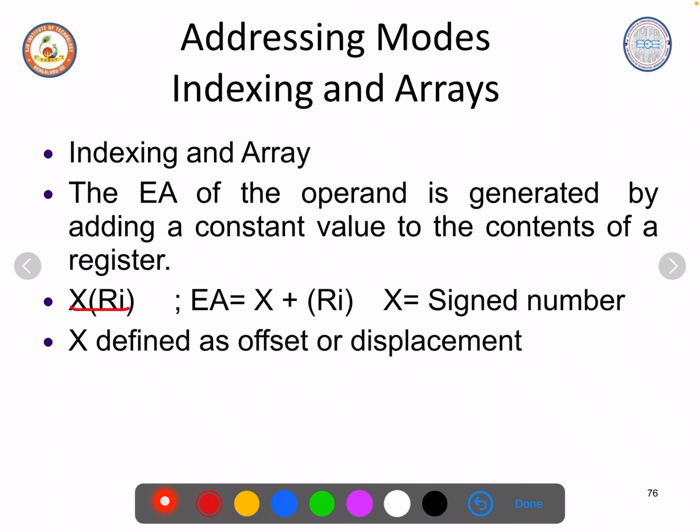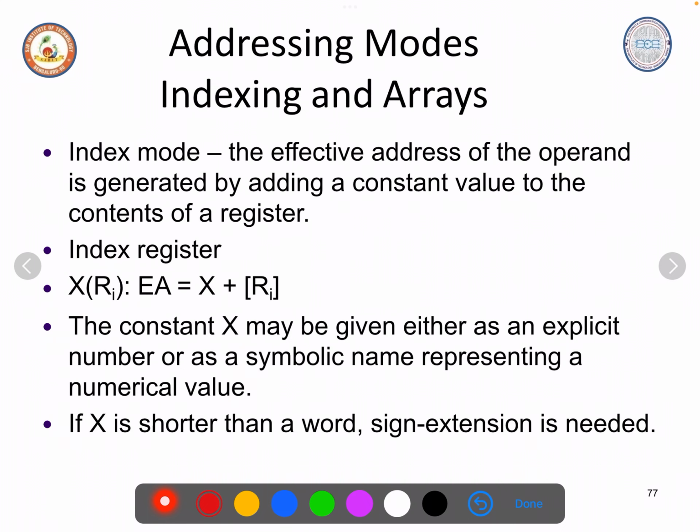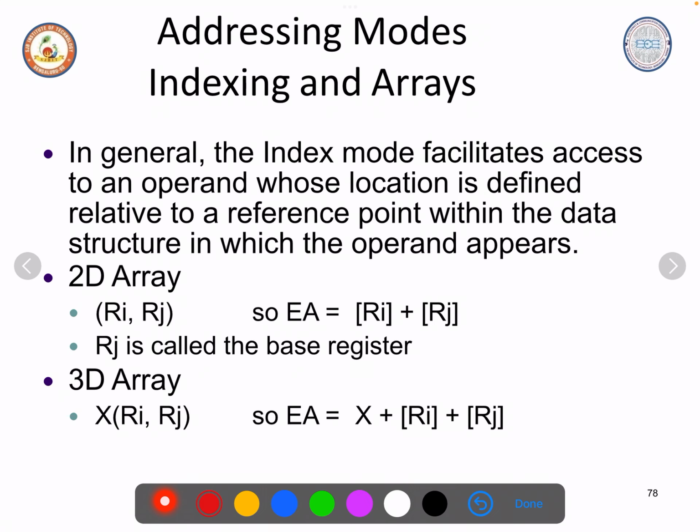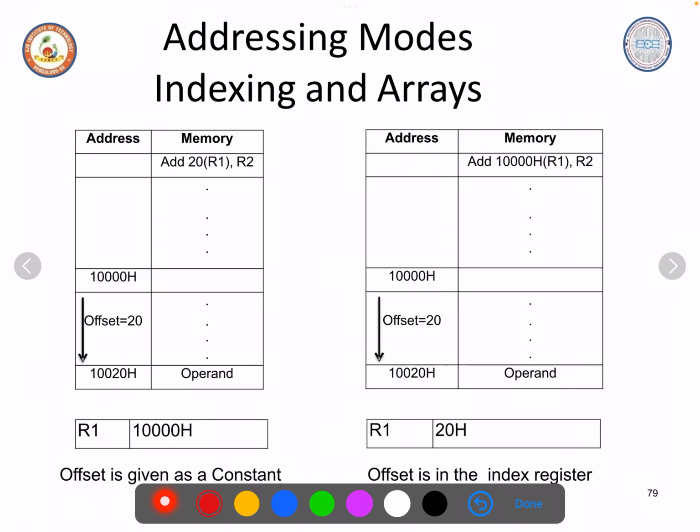So effective address, I already told you. In case of base indexed addressing mode, the effective address is X plus the content of Ri, the offset. So X(Ri): the effective address will be X plus Ri. If it is base addressing with index B, this is the one holding the base address, and another one holding the offset. This is an example of the offset given as a constant. Offset is in the index register.